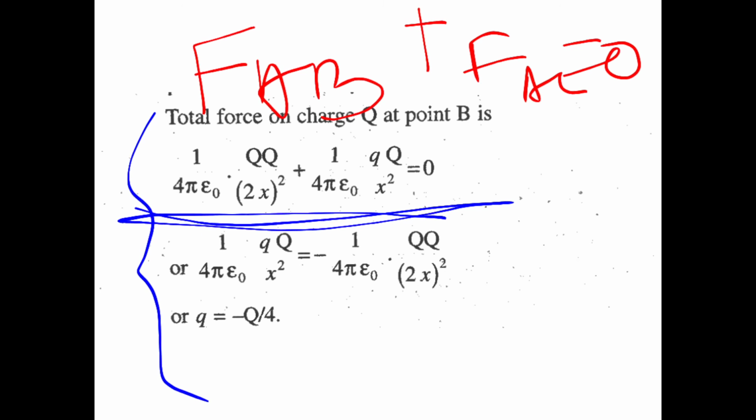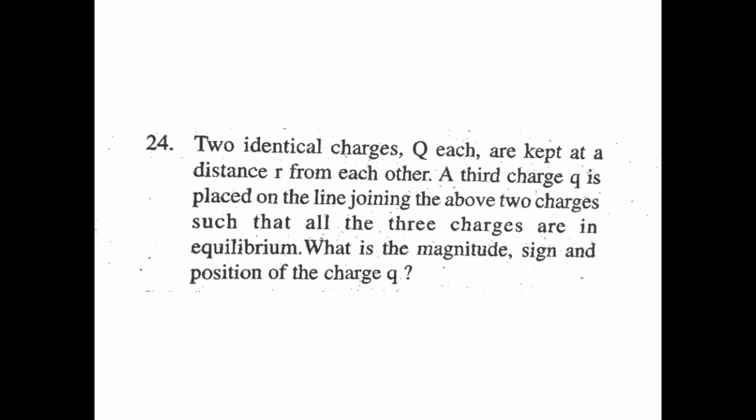Negative. Okay, this is on the right side, so negative. This Q and Q are cancelled, so we get q is equal to minus Q by 4.